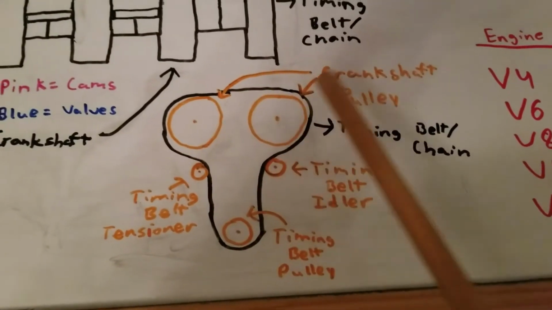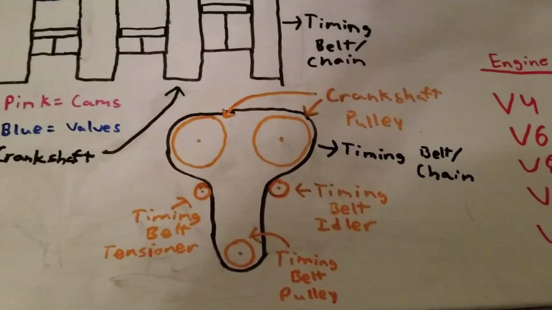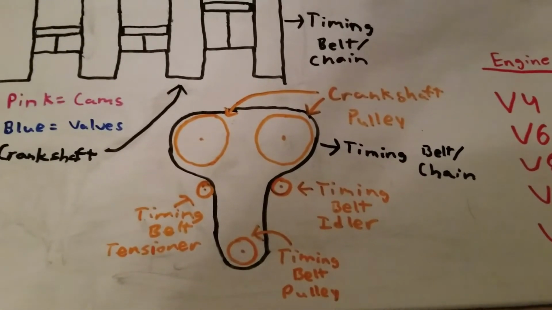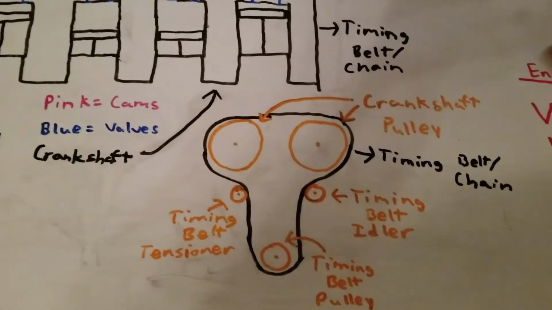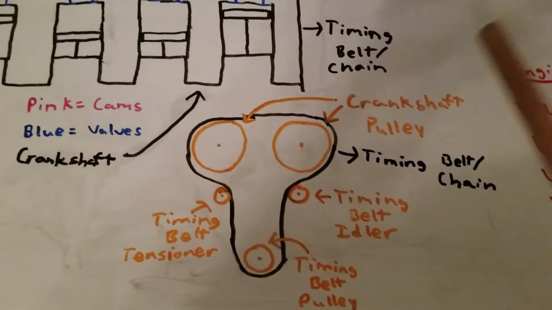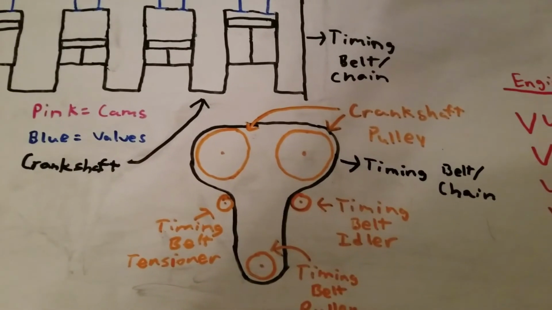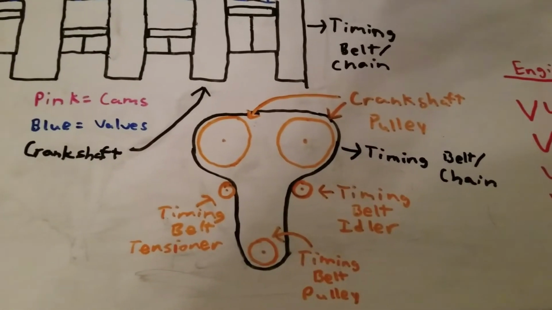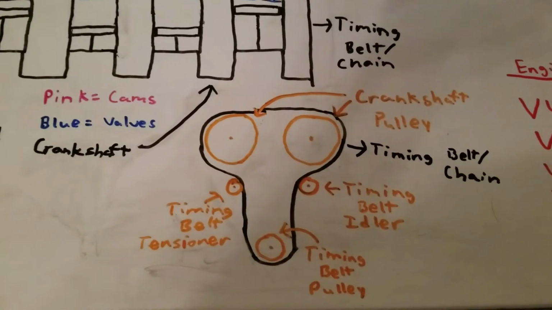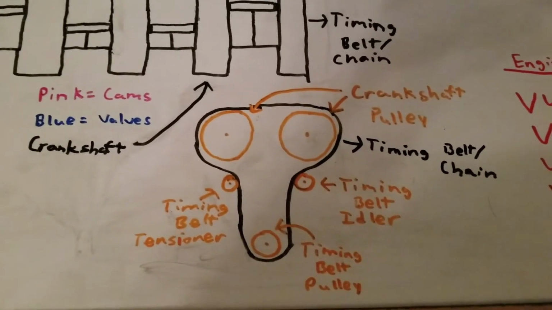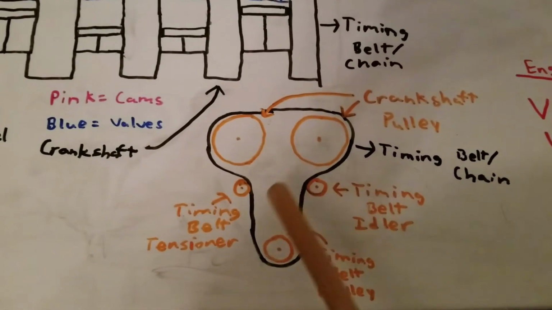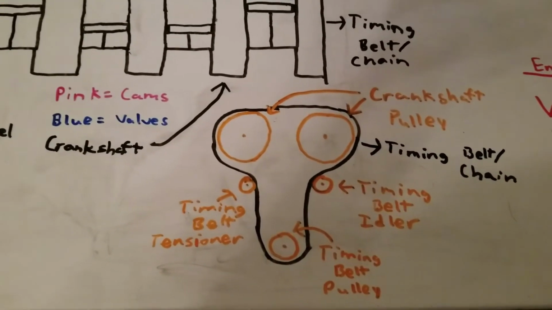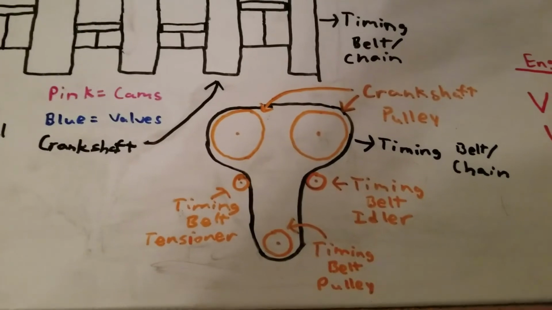These two gears here are the camshaft pulleys. They are connected to the camshafts. This black line represents the timing belt or chain. This small gear represents a timing belt idler, and this other small gear represents a timing belt tensioner. They basically just provide tension to the belt. This is a timing belt pulley, which is connected to the crankshaft.